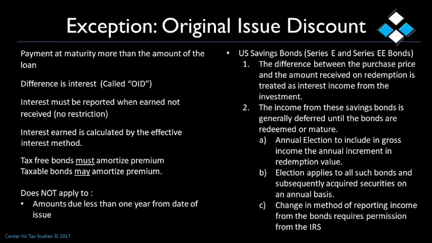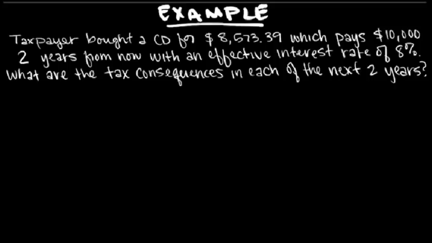So interest must be reported when it is earned, not received. There is no restriction here when you are earning that interest. Interest earned is calculated by the effective interest method. So for example, a taxpayer who bought a CD for $8,573.39, which pays $10,000 2 years from when he buys it, with an effective interest rate of 8%. Each of the 2 consecutive years are as follows.